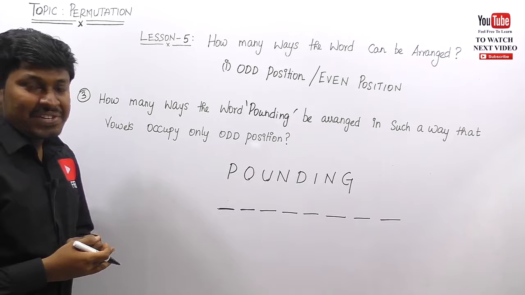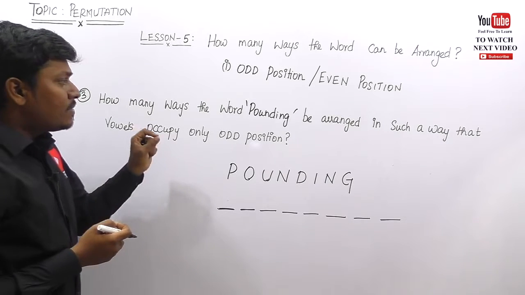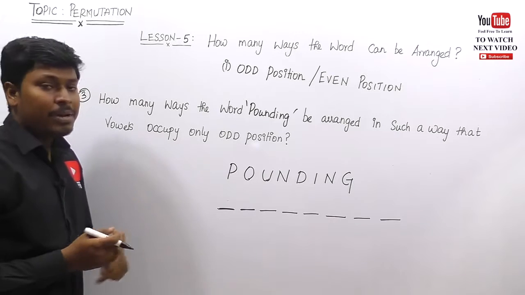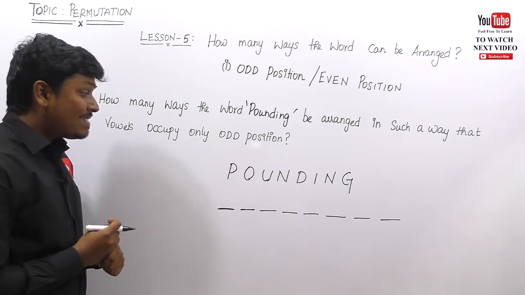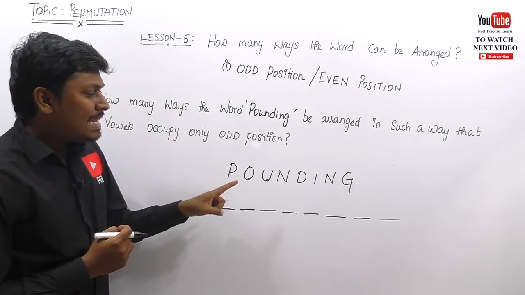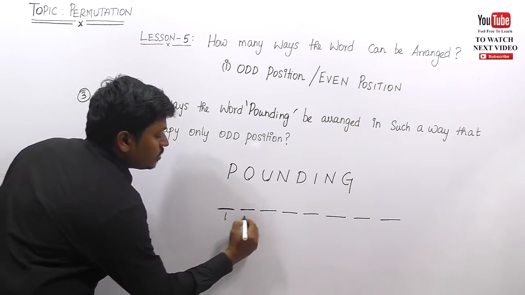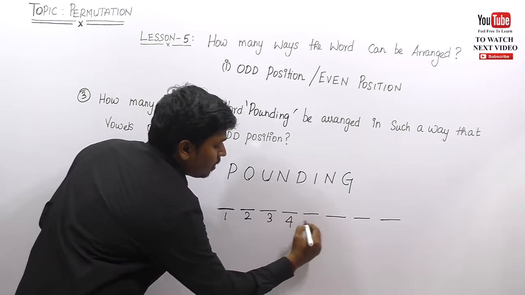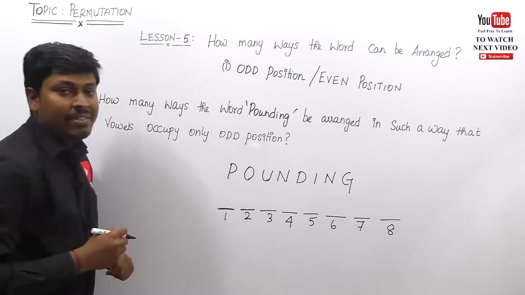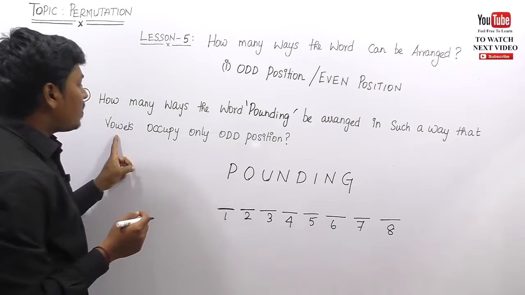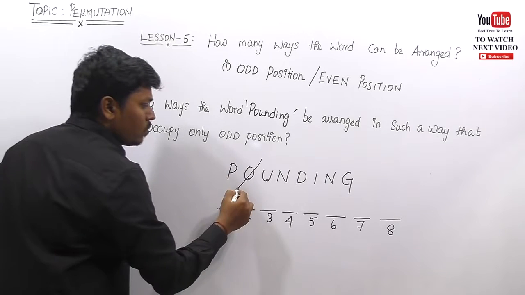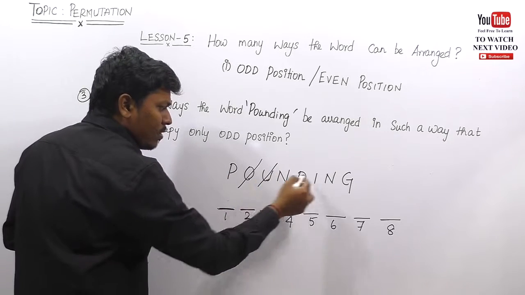Let me move on to question number 3. How many ways can the word POUNDING be arranged in such a way that vowels should always occupy only odd positions, right? It is an interesting question. See here friends, P-O-U-N-D-I-N-G. So 1, 2, 3, 4, 5, 6, 7, 8. So there are 8 letters in the given question, right? And they are talking about vowels occupying only odd positions. Just see what all the vowels are there. O, U and I.